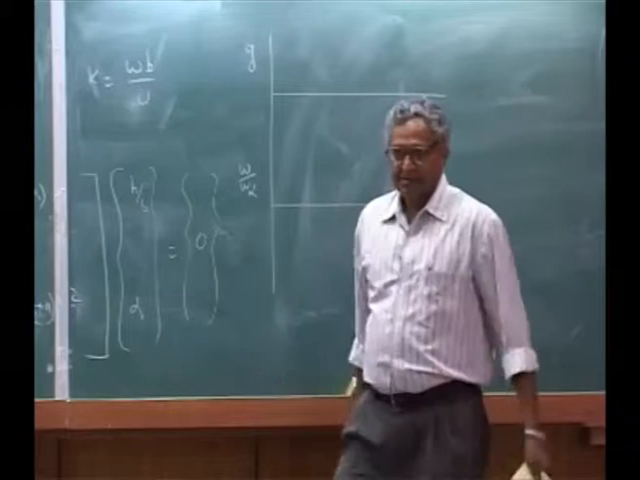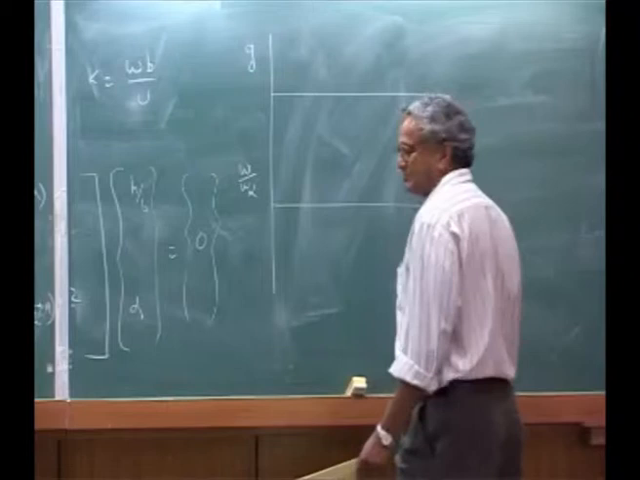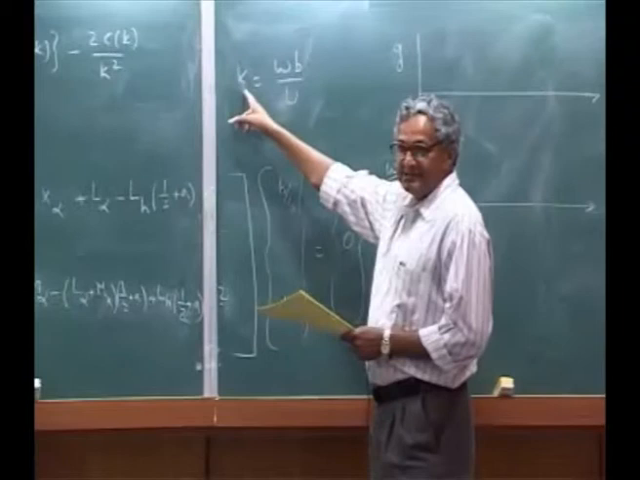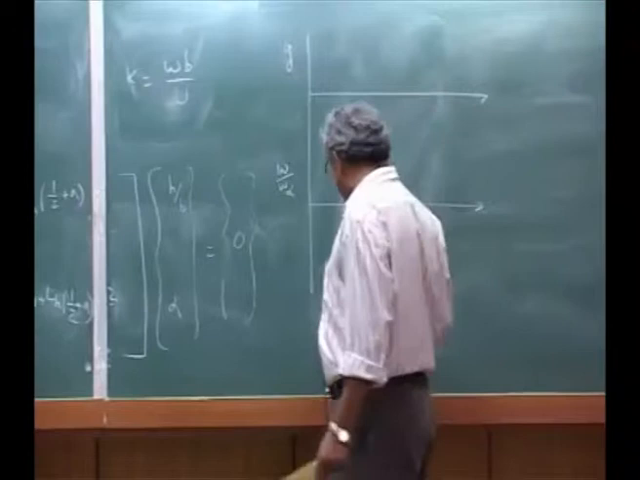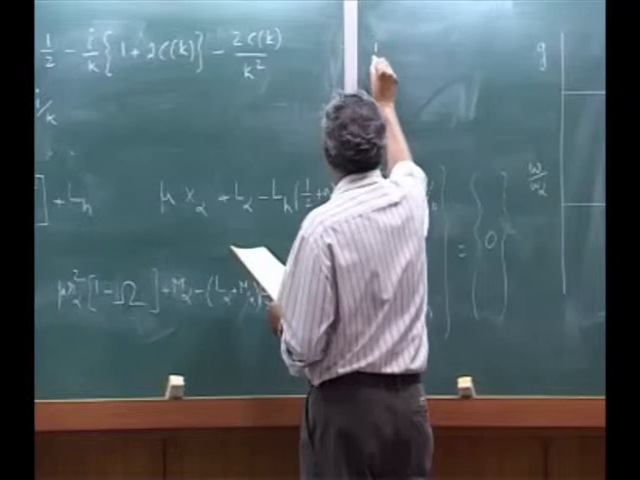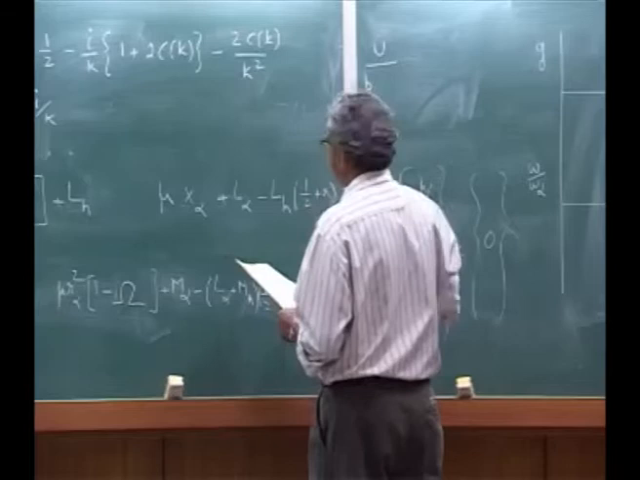Alright. Now the x-axis, what I keep is k. What is k? K is omega b by u. Okay. Now, can I write this? Let me write this here. What is 1 over k? That is u over b omega.